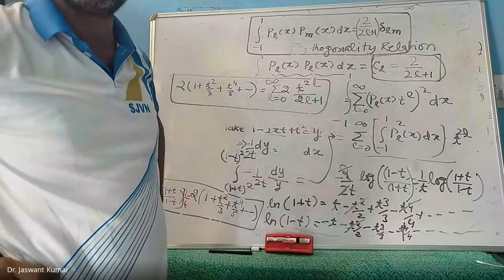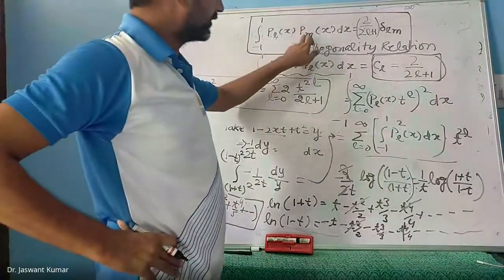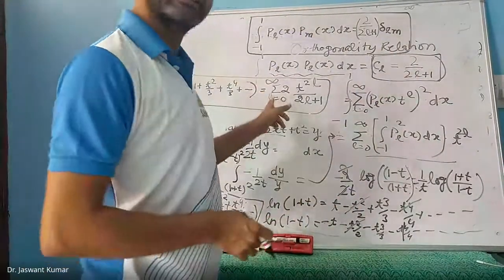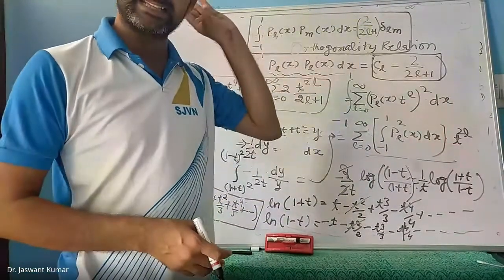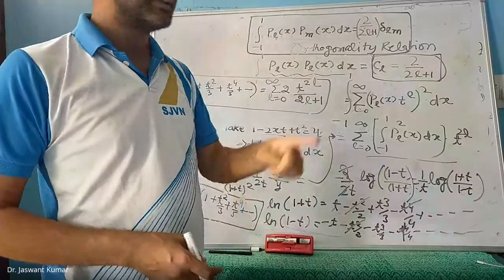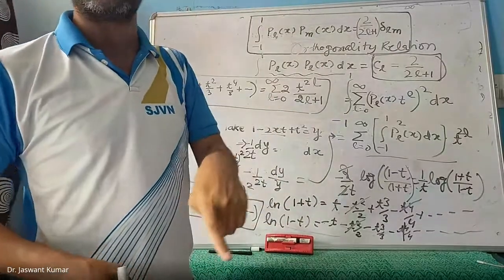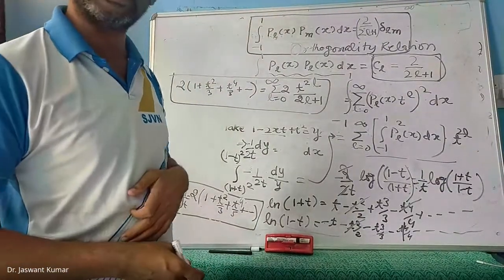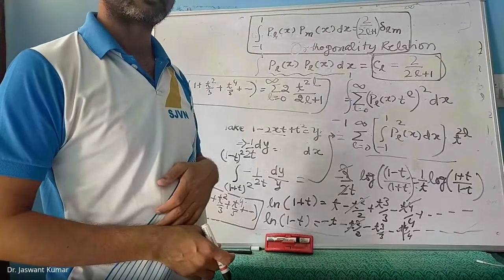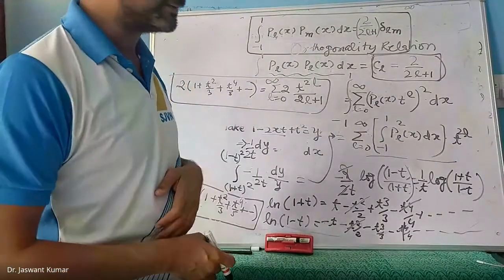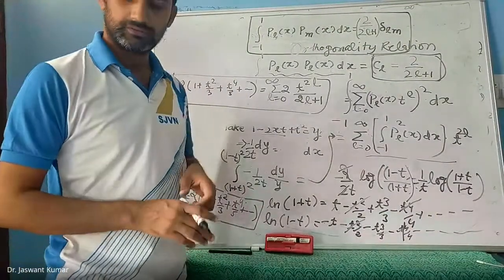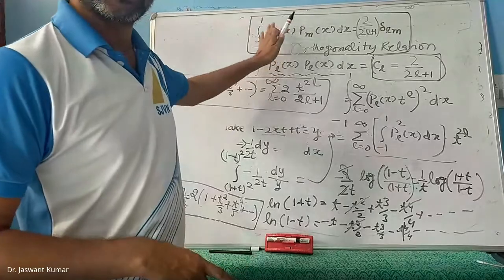Yes, are you happy? So in order to obtain this, we took the help of the generating function. That is why the generating function is so helpful. The generating function is used to calculate the recursion relations, and once again it is used to calculate the orthogonality relation. Happy everyone? Okay, very good. If you are happy with this, that means you can calculate any integration.